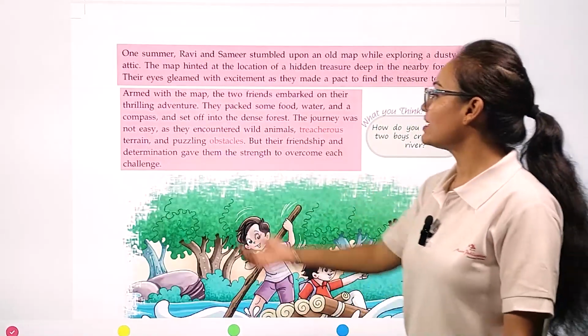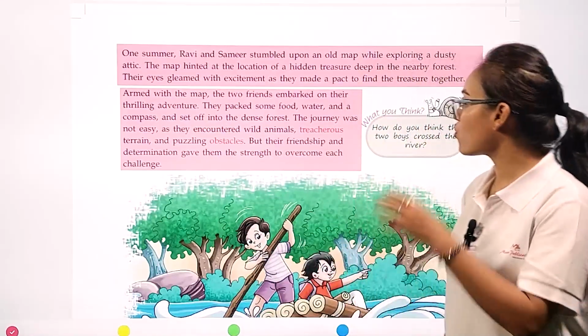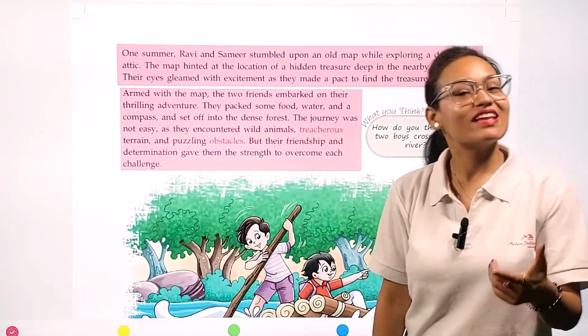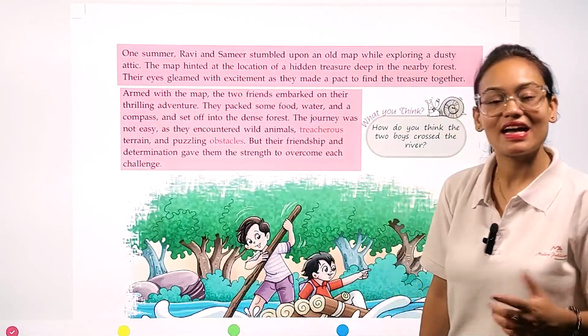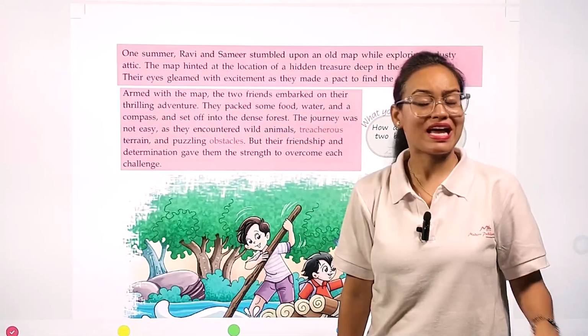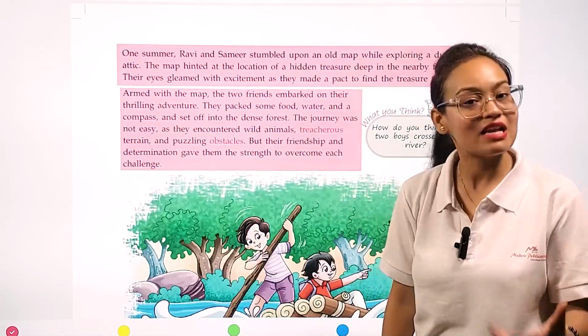But their friendship and determination gave them the strength to overcome each challenge. They are best friends. They decided that in every situation, at any cost, we are going to help each other.